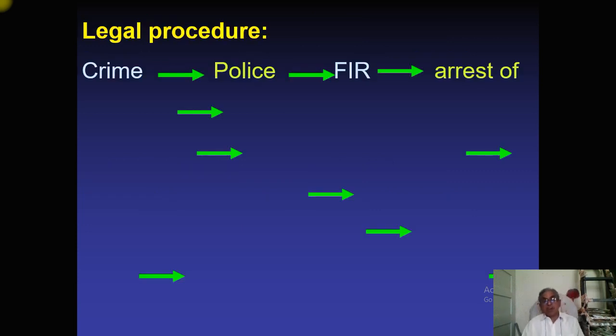Legal procedure. The procedure adopted before the court for the purpose of justice. Now, what happens when a crime is committed? Society में कोई जुर्म हुआ है, कत्ल हो गया, तो उसका क्या legal procedure है? When a crime is committed, the police is informed.